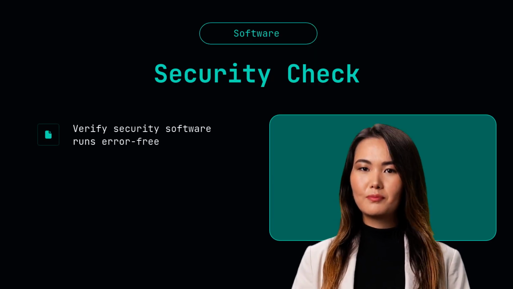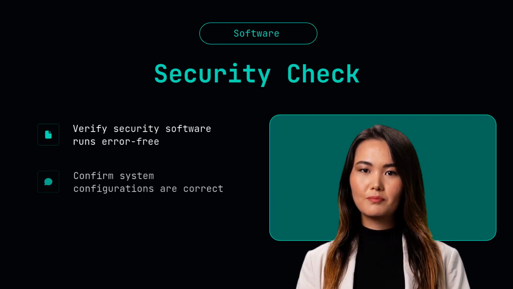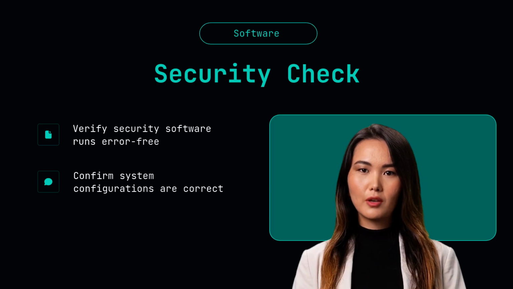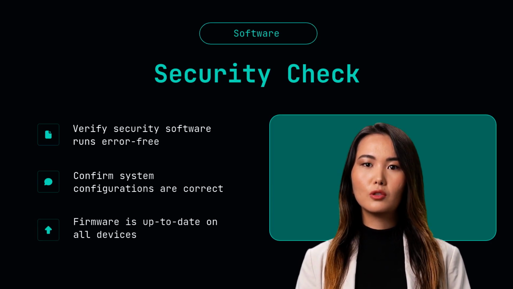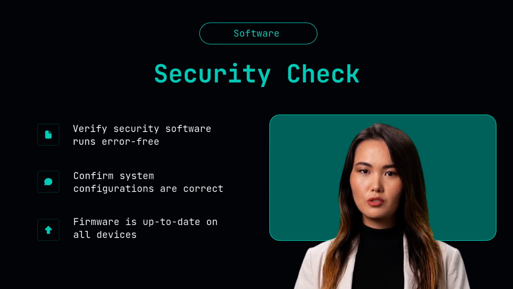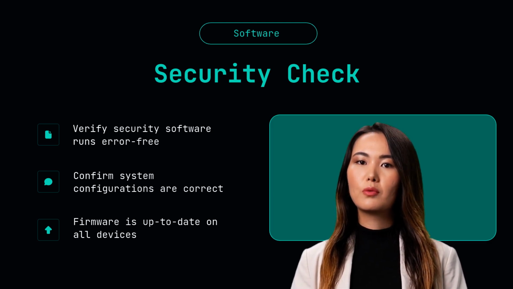Software and firmware: verify security system software runs error-free. Confirm all system configurations are correct. Check firmware is up to date on all devices. Ensure all patches and updates are installed. Review system logs for errors or suspicious activity. Verify sufficient storage space for logs and recordings.